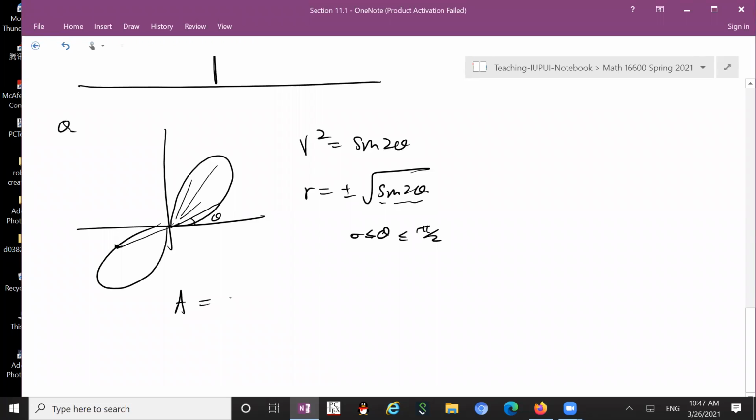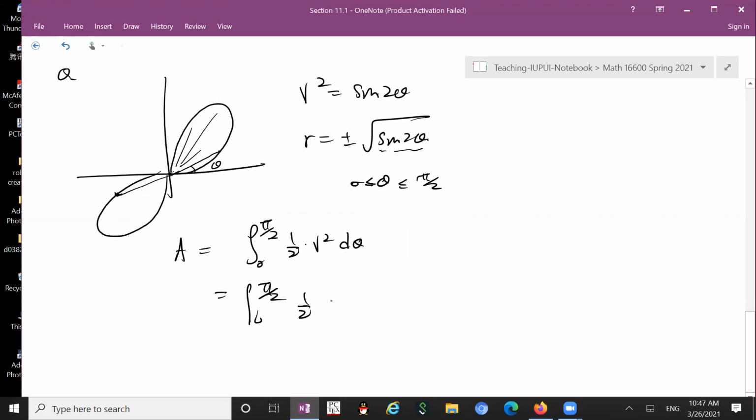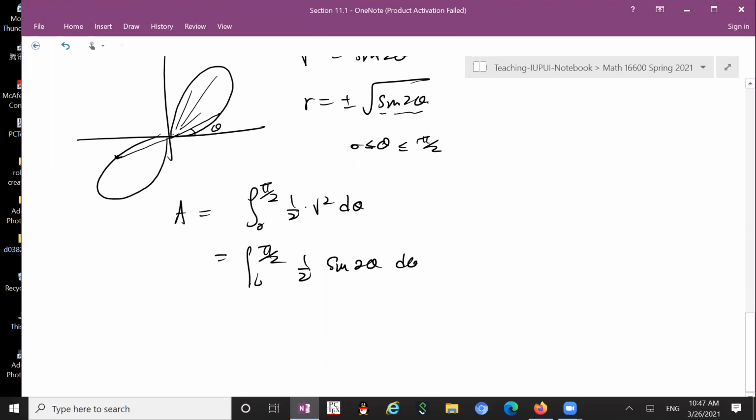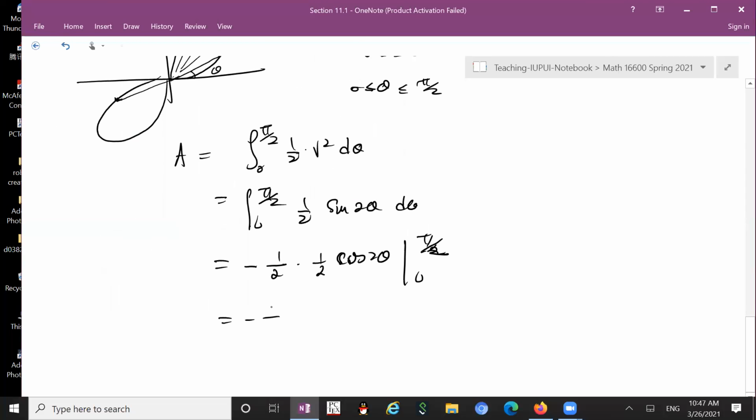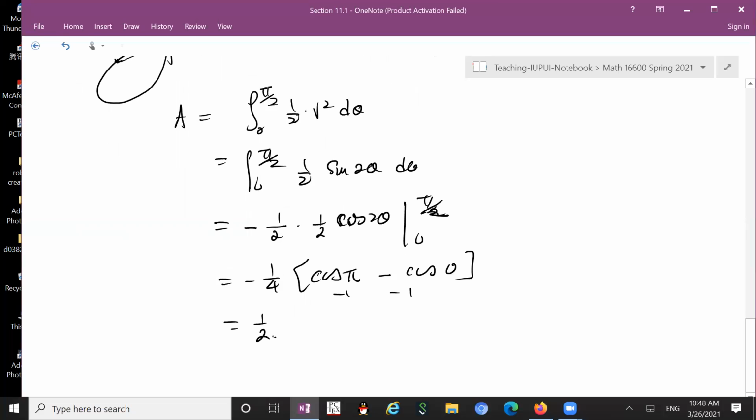So all you have to do is find the area: the integral from 0 to pi over 2 of one half r squared d theta. And you already know r squared is sine 2 theta. Then you find the antiderivative. The antiderivative is one half times negative cosine 2 theta, and when you differentiate, the negative sign goes away, so that's why I have to put a negative sign. Then you evaluate cosine 2 times pi over 2, which is cosine pi, minus cosine 0. So this is negative 1 minus 1, which is negative 2. So the answer is 1. Okay, so that's it.